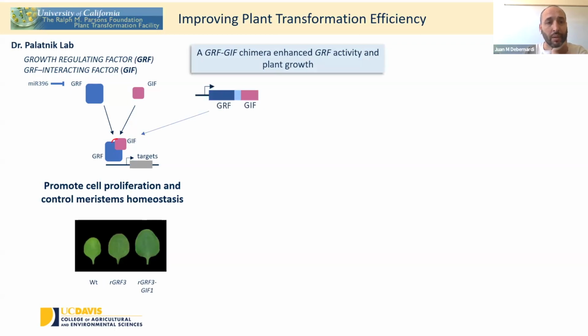With Javier, we had the idea of putting the two genes together in a single transcript in order to have the pre-assembled complex. And we found that when we did that in Arabidopsis, we had a boost in the activity of GRF, with more cell proliferation, and that also affects the meristem of the plant.